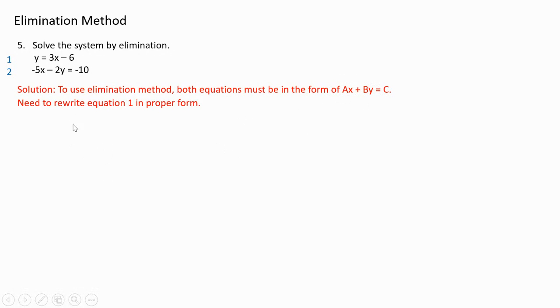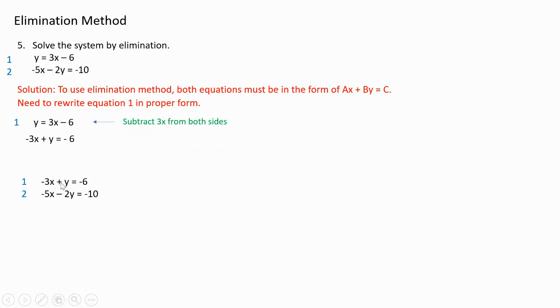Okay. So I need to rewrite equation 1 in proper form. For example, equation 1 is not in ax plus by equals c form. So I need to subtract 3x from both sides, right? So minus 3x here and minus 3x there. This will cancel on this side, so it'll give me negative 6. So we have negative 3x plus y equals negative 6. Now it's in the ax plus by equals c form.